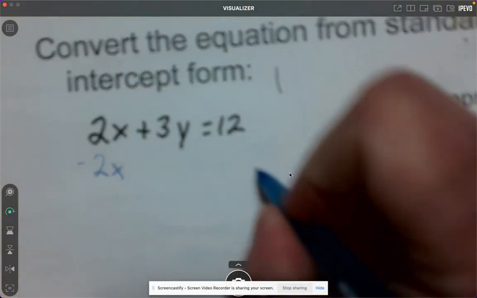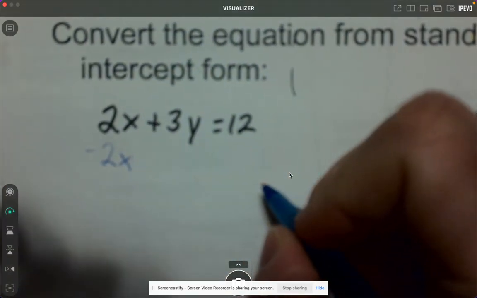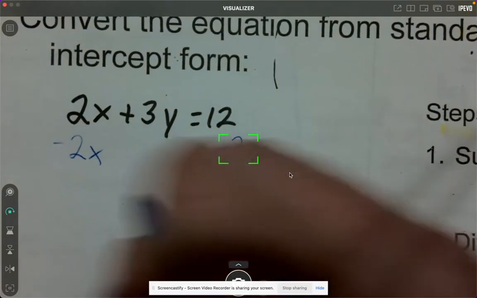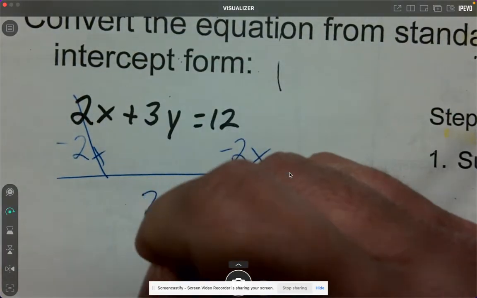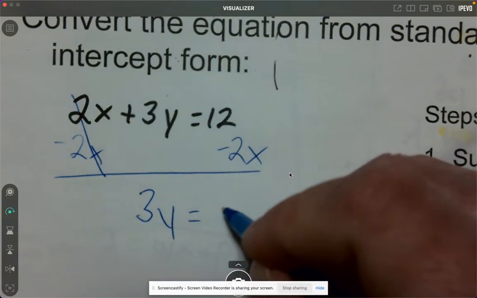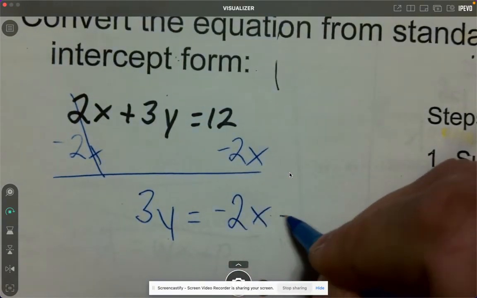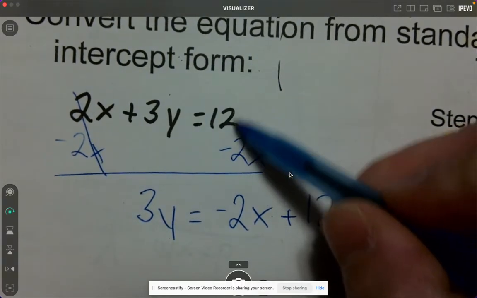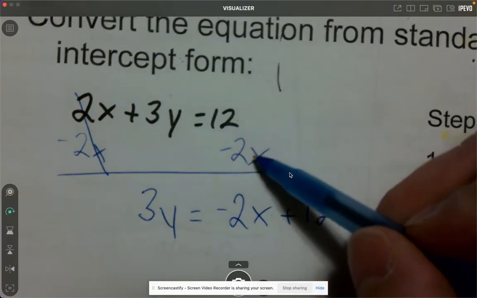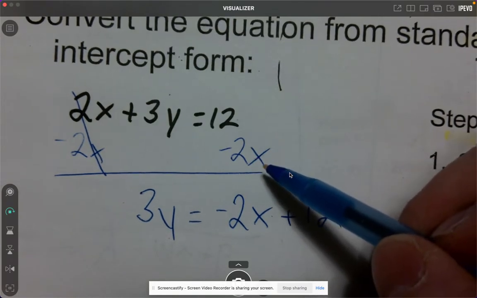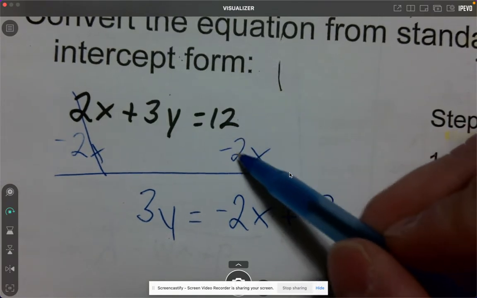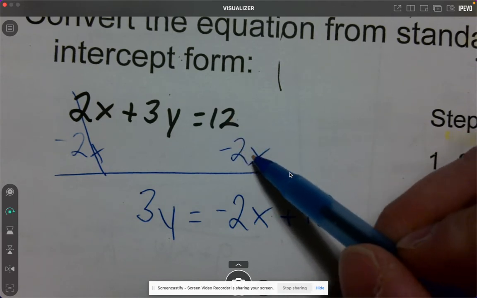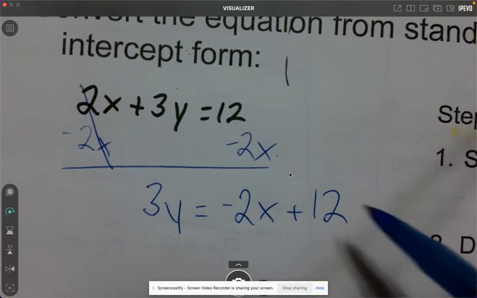Make sure you're copying this down. And then subtract 2x on this side. So over here, you're left with 3y equals negative 2x plus 12. Remember from the videos, these are not like terms. I can't just say 12 minus 2x is 10x or just 10. I have to just write 12 minus 2x or negative 2x plus 12, which is the same thing.